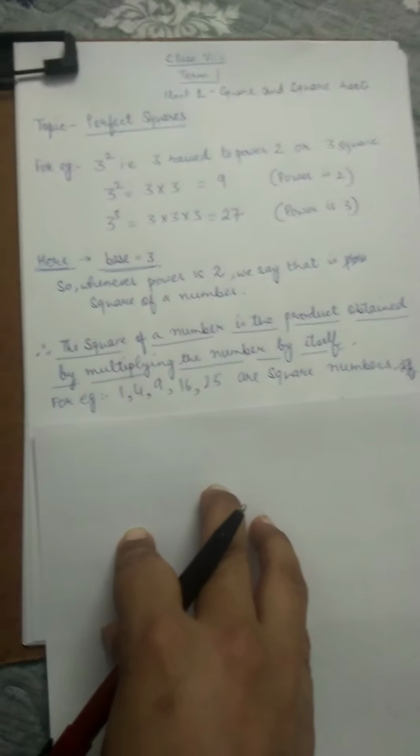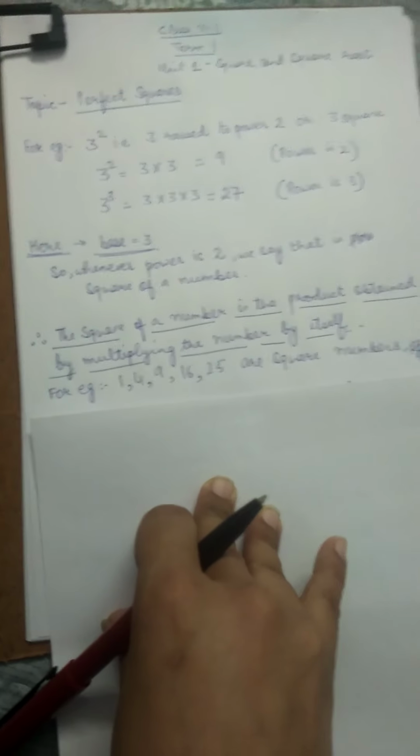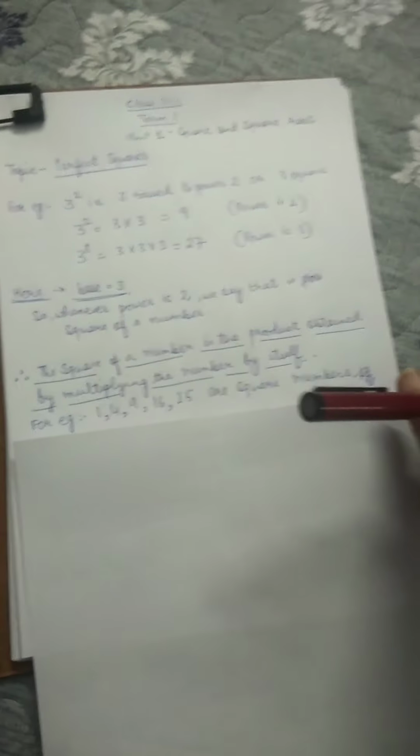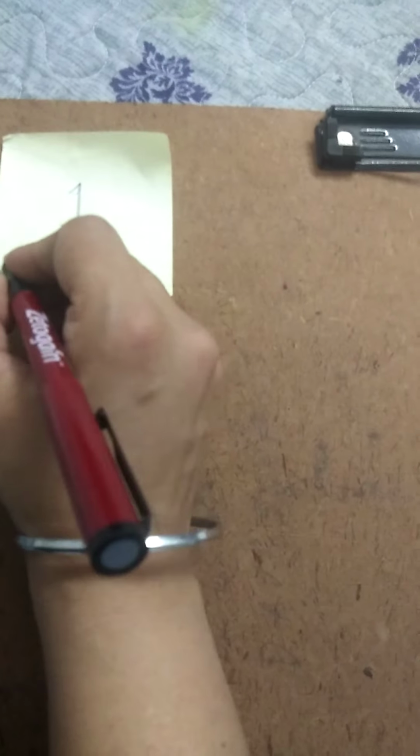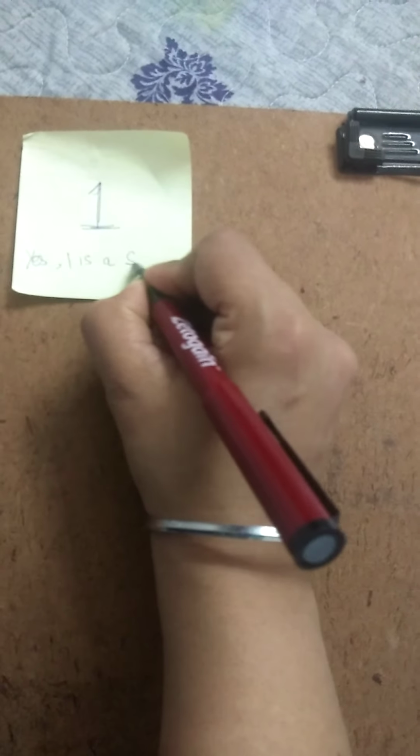Now let us understand this by a simple activity. All you need is some square slips. So just have a look. I have one square slip, so it is forming the shape of a square. So we'll say yes, 1 is a square number.